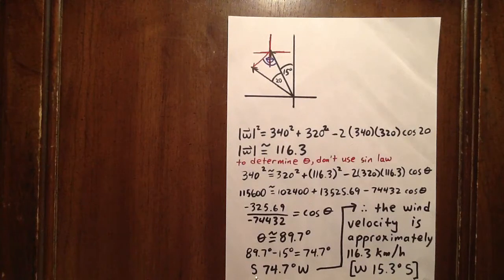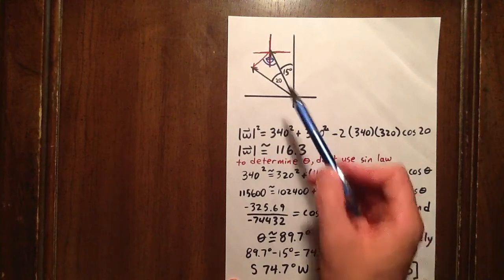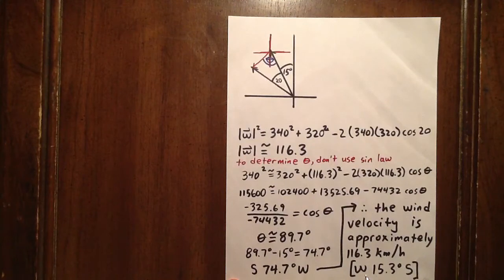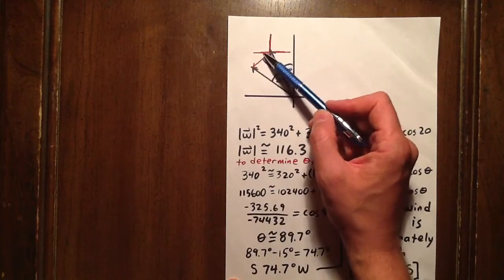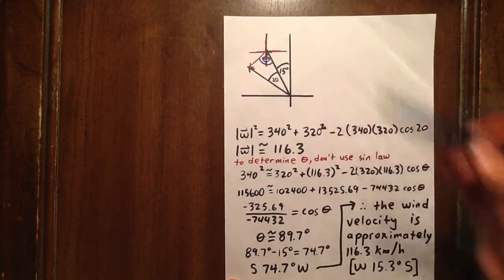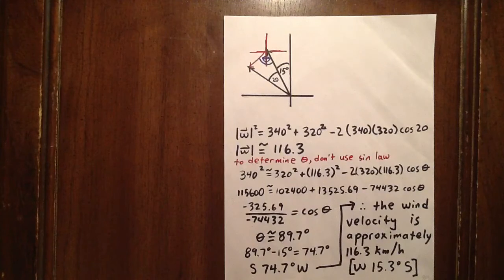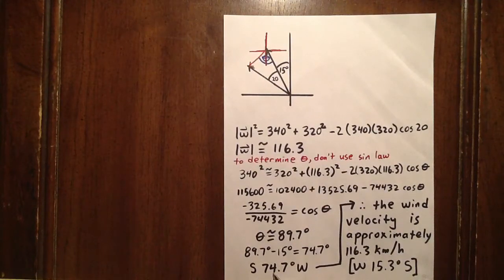Now, generally speaking, the dominant cardinal direction is west in this case, not south. So we're going to restate that. Instead of stating it as south 74.7 degrees west, we'll say west 15.3 degrees south. So the wind velocity is approximately 116.3 kilometers per hour west 15.3 degrees south. Had we said south 74.7 degrees west, we would not have been incorrect, but it does look a little nicer to put it this way.